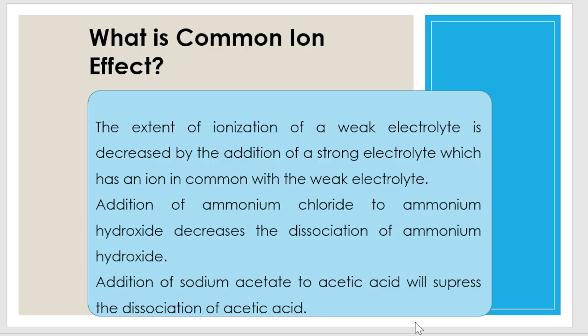They have given two examples here. Addition of ammonium chloride to ammonium hydroxide decreases the dissociation of ammonium hydroxide, as ammonium hydroxide is a weak electrolyte. Even the sodium acetate addition leads to the decrease in the dissociation of acetic acid. Let's discuss in detail now.